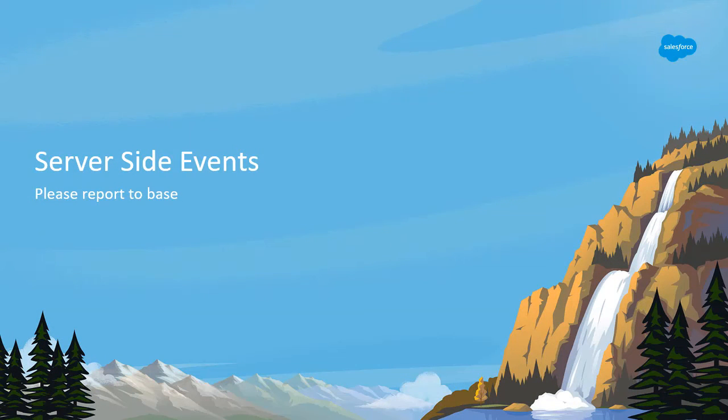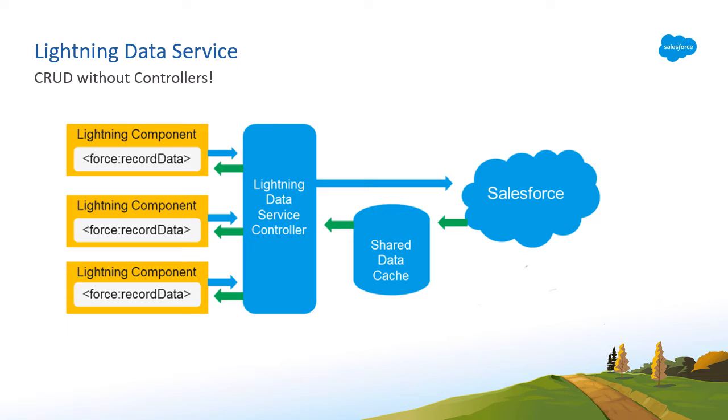Server-side events. So I'm including Lightning Data Service as a server-side call, because under the hood it is. But Lightning Data Service essentially allows you to do CRUD without controllers. So you can create, read, update, and delete individual records without having to define your own server-side controller, which is really nice. It's all baked in. It's some very simple markup. In some cases, you don't even need a client-side controller to handle that. So if you are building something that's just going to be using a single record, you should definitely be thinking about using the Lightning Data Service. But it is important to be aware that it is still a server-side call. You're still incurring some cost, some time there in order to make that call.